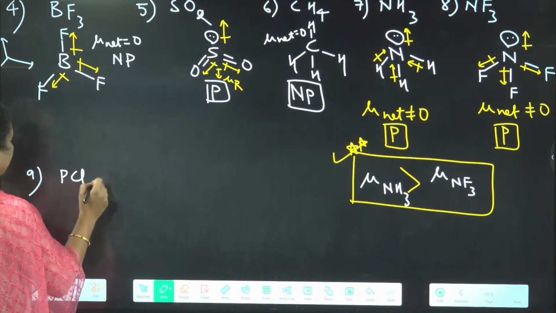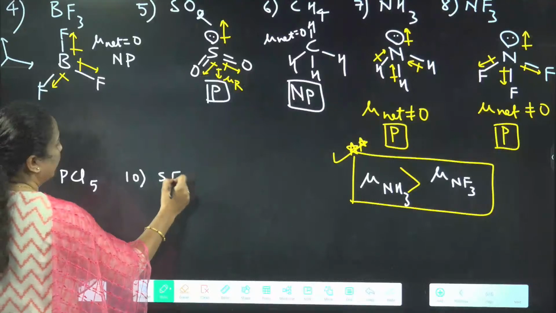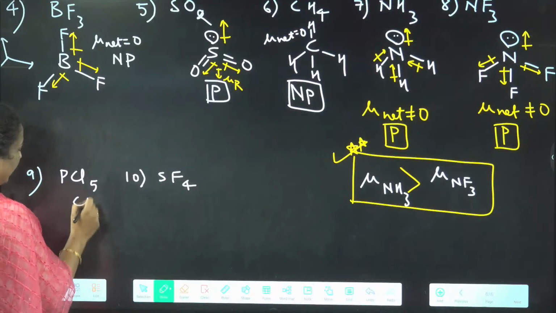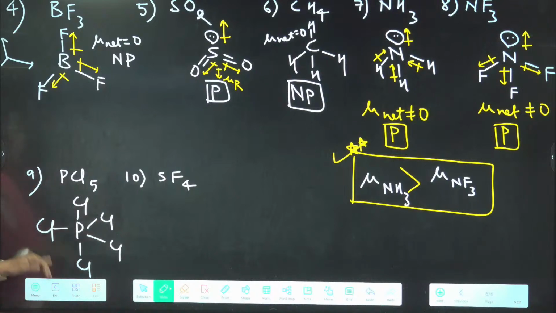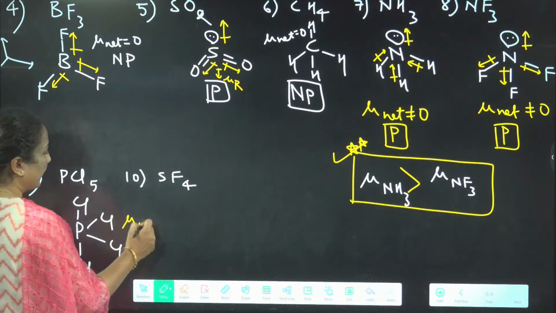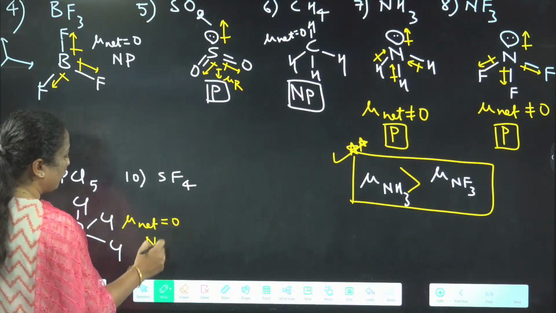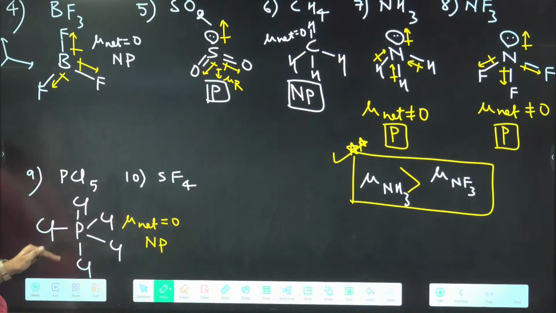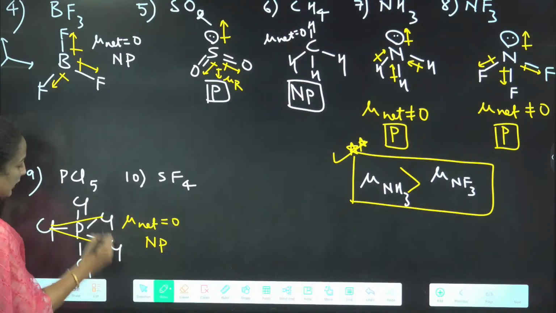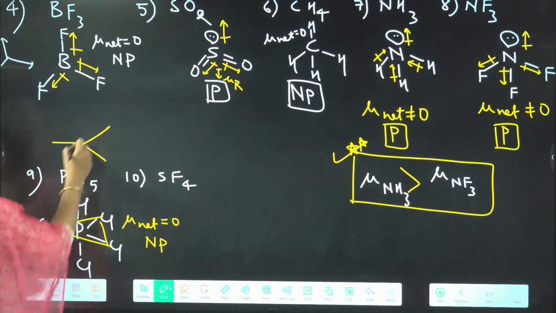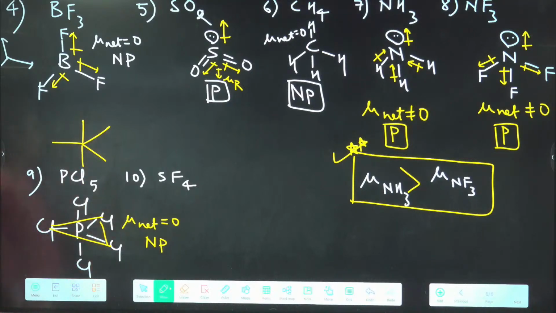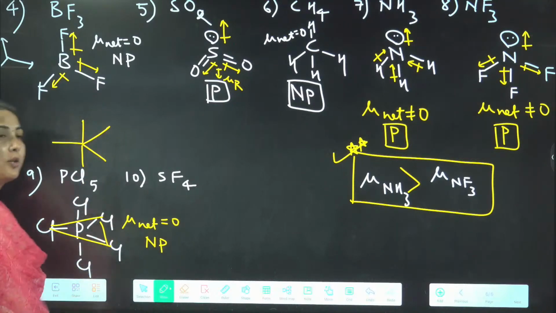Suppose if I take PCl5, I take SF4. Now, are you able to see that you have to arrange 5 things around this central atom? Is it a regular geometry or not? It's regular geometry, na? TBP, surrounding atoms same, everything same. So are you having mu net equal to 0? It is non-polar. Just break this into 2. That means you just take these 3 in a plane, like BF3. Then one above and one below, they are going to cancel out each other. Right? So it is going to be non-polar.